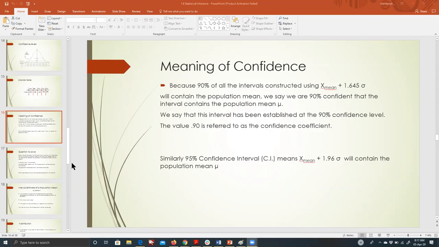Any questions you can ask. X mean, it's a mu only, right? Yeah, you are right. Basically, when I say this, X mean or mu, we are referring to the same thing. Okay, understood.